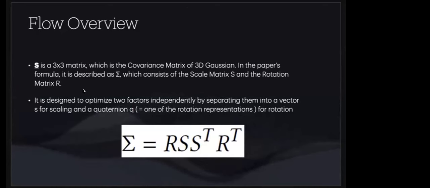After checking the source code, the initial value of S is created by taking the root of each point, which is 3 by 1, of the point cloud created by the SFM. Then you take the log and copy the value to create a 3 by 3 matrix. The initial value of R is created by creating 4 vectors for each point, filling the first value with 1 and the remaining with 0.